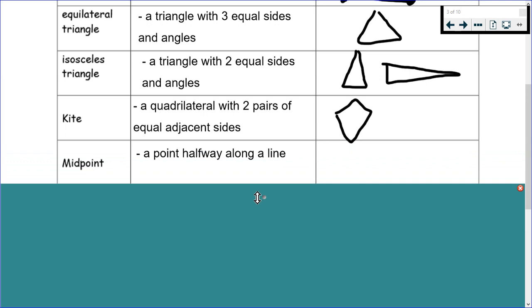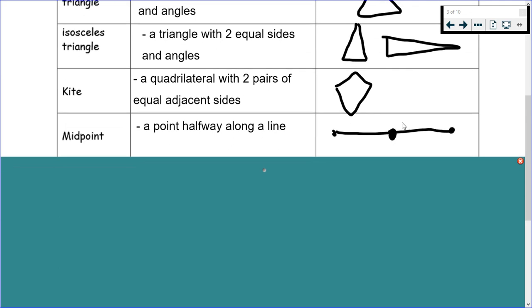Midpoint is a point halfway along a line, or usually we're actually talking about line segments. So if I connect two points, like on a graph or something, the point in between right here is called our midpoint.